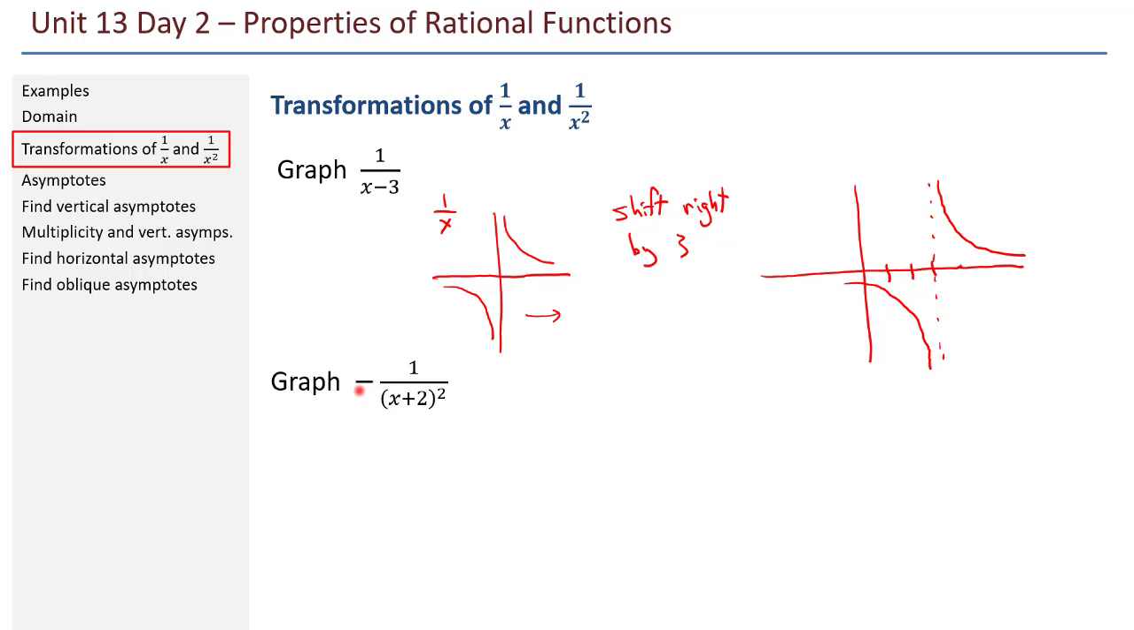How about the next example? Graph negative 1 over x plus 2 squared. So it looks like I'm going to start with the 1 over x squared graph.